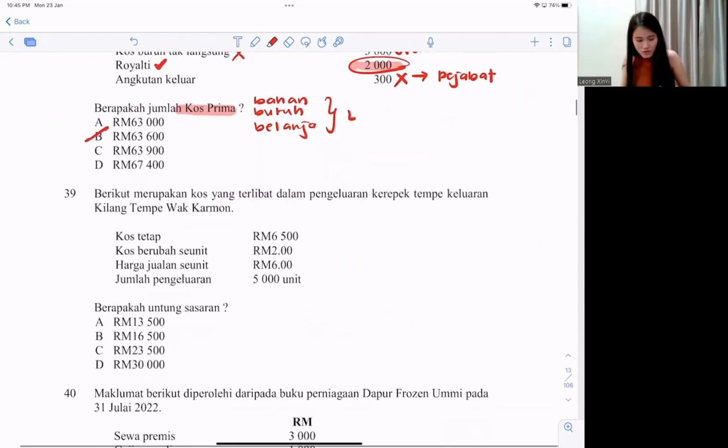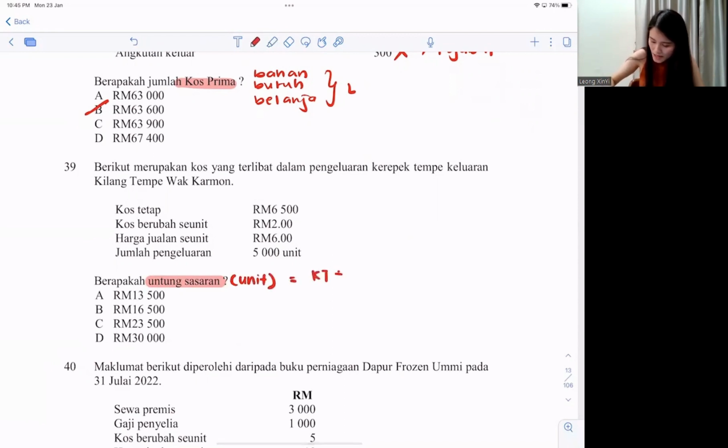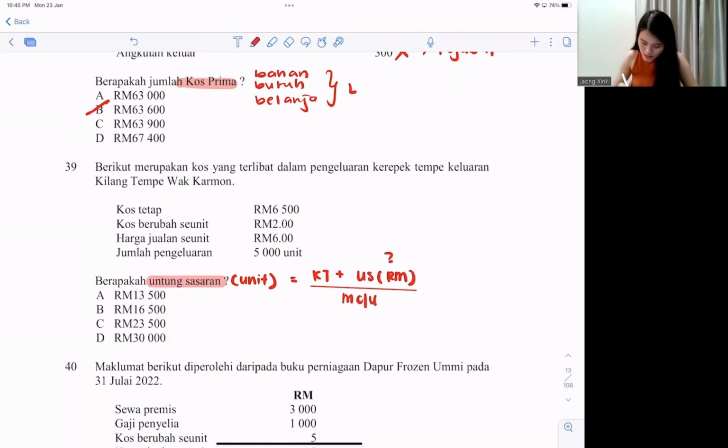Okay, now for last 2. Berikut merupakan kos yang terlibat dalam pengeluaran kerepek tempe, keluaran kilang tempe Wak Karmon. Berapakah untung sasaran? Okay, so this one would be TPM already, guys. Untung sasaran formula is unit outside equals to cost tetap plus untung sasaran in RM divided by margin caruman seunit. So by the look of it, they are asking for the RM one lah. Okay, so that's why they will tell you how many units they have produced.